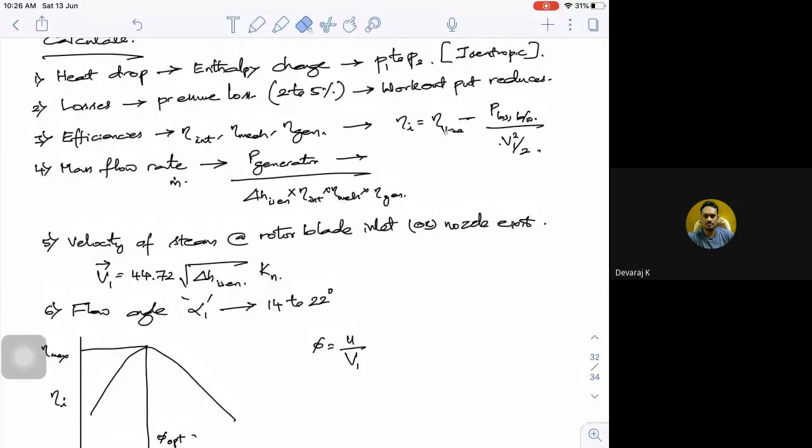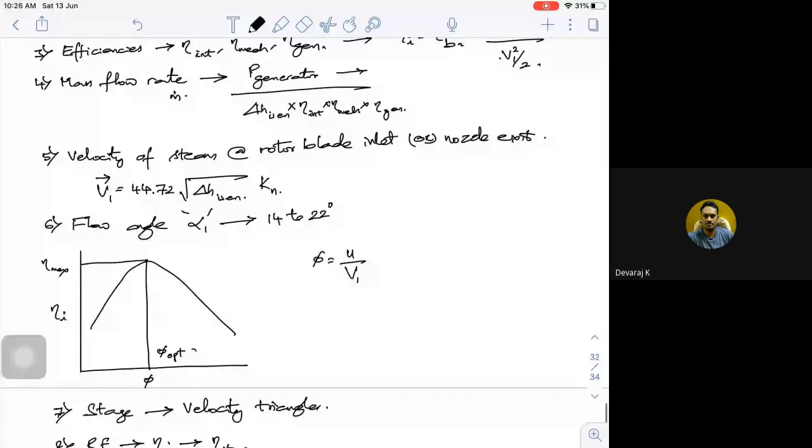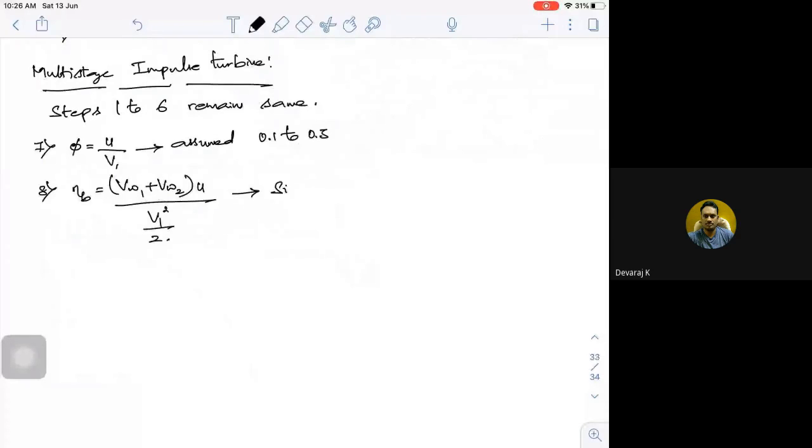Now, if there are multiple stages, what I would do is add up everything. I will sum up everything, that is VW1 plus VW2 into U, and divide the sum by V1 square by 2. So this is for multi-stage.